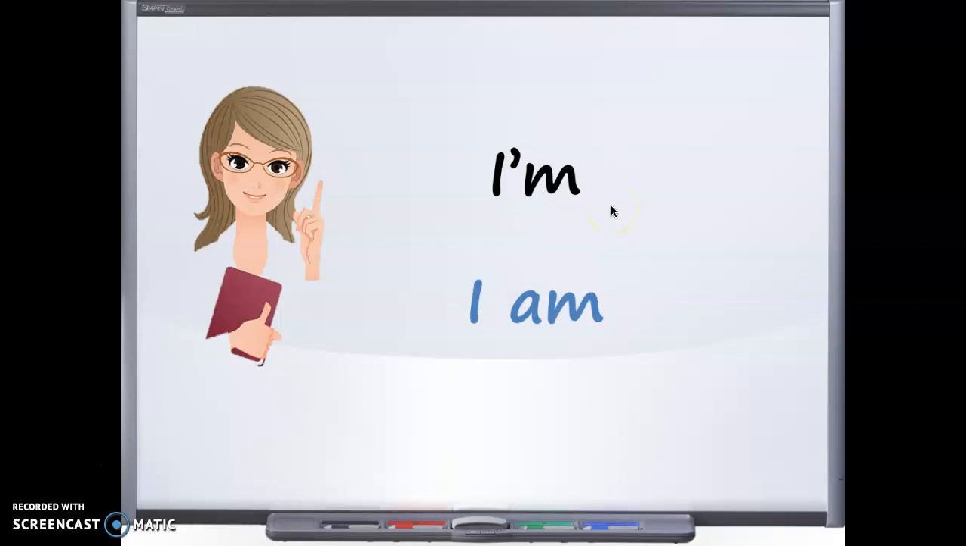Another example of a contraction is I'm. A lot of you are familiar with the word I'm because it stands for I am. It's a commonly used contraction. So here, the apostrophe is taking the place of the letter A.